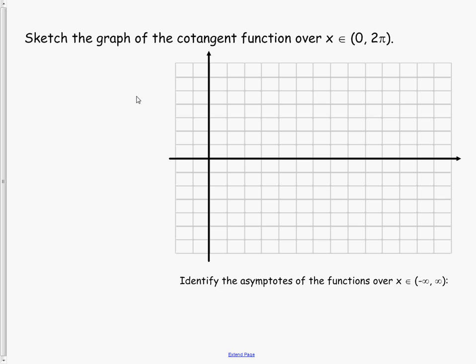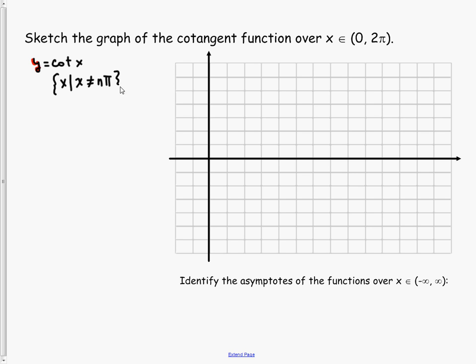Okay, so next let's turn our attention to the cotangent function. Let's see what that's going to look like. Recall that we had said that for the cotangent function, y equals the cotangent of x, our domain was going to be the set of all x such that x is not equal to whole number multiples of pi.